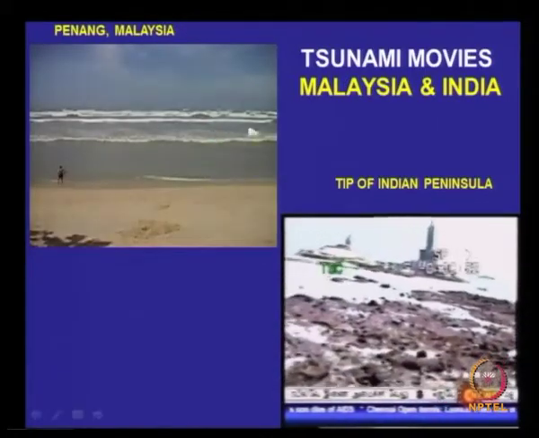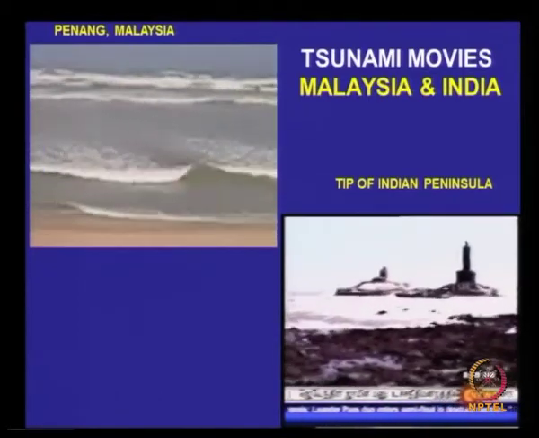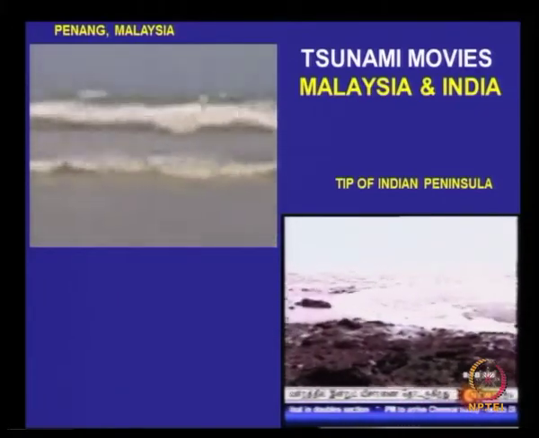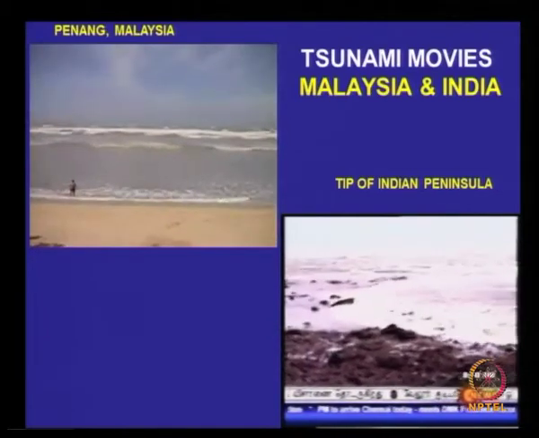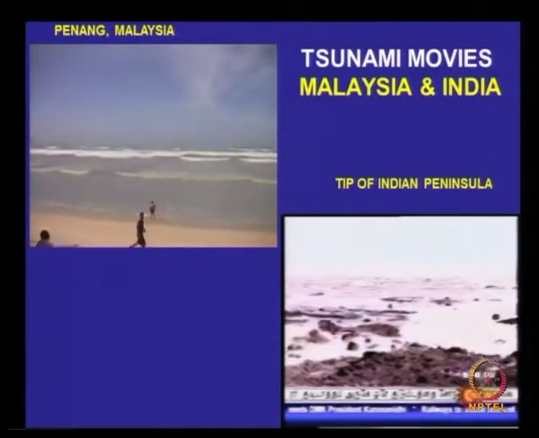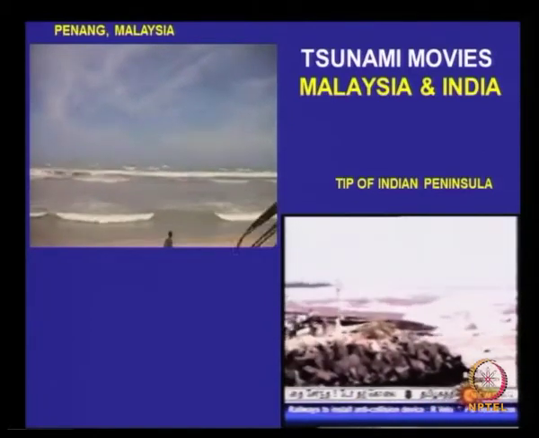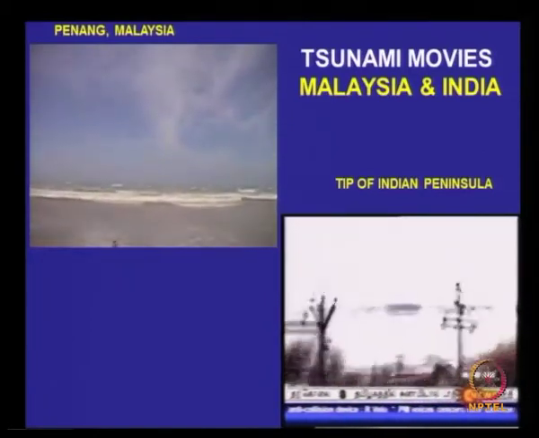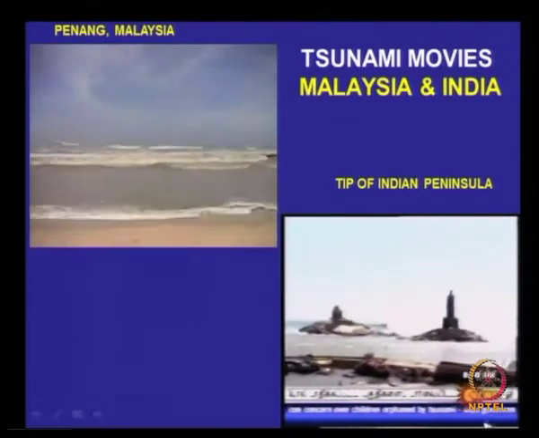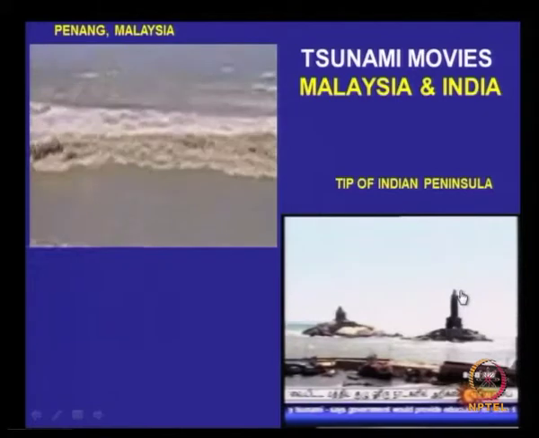So this shows some of the video clips that appeared on TV and on the internet, showing the propagation of the tsunami in Penang, that is in Malaysia, then the tip of the Indian Peninsula. You see that before the ingress so much of land, seabed, was exposed, which is not usually the case. About 500 meters of land was exposed near Kanyakumari, and then you see that the waves reached almost the pedestal of this statue, and the splash hit even the head of the statue.